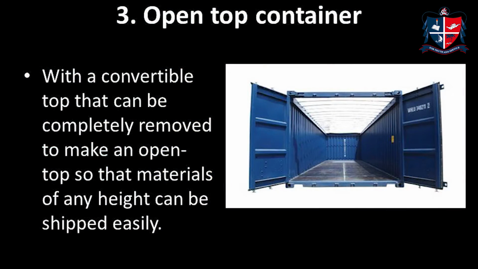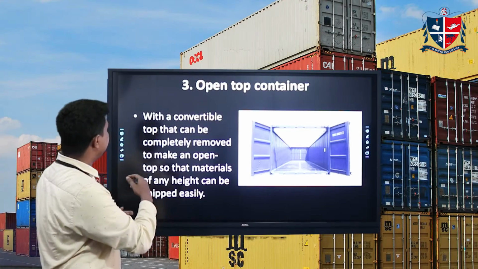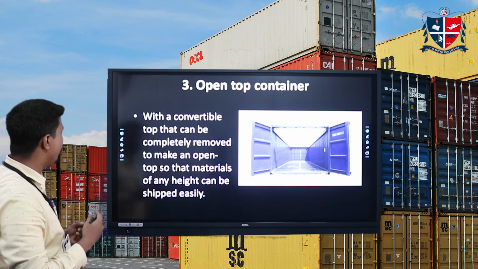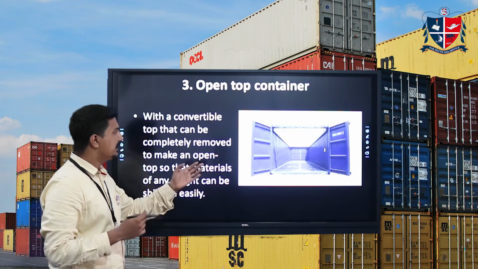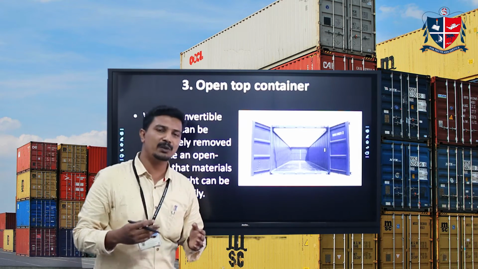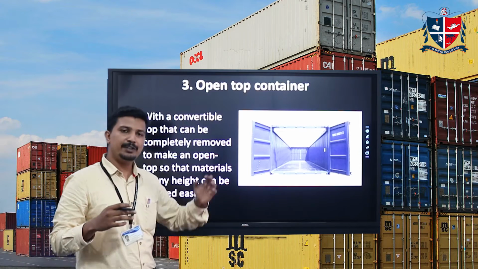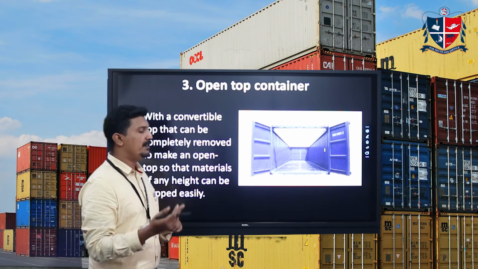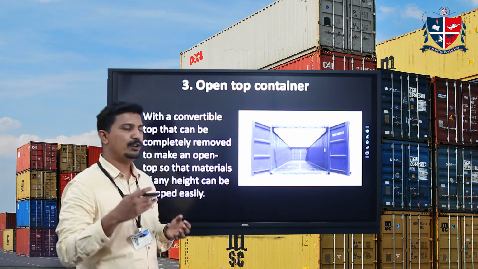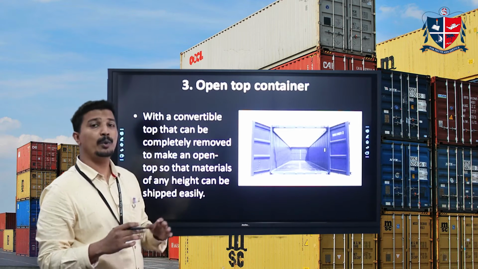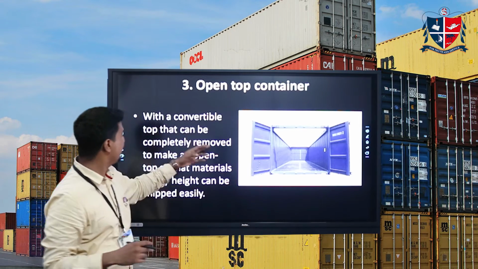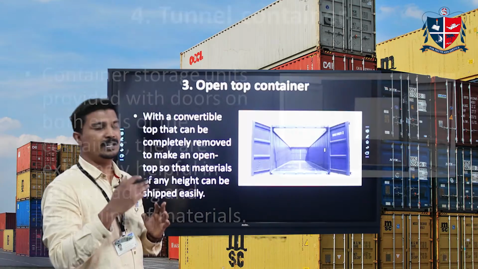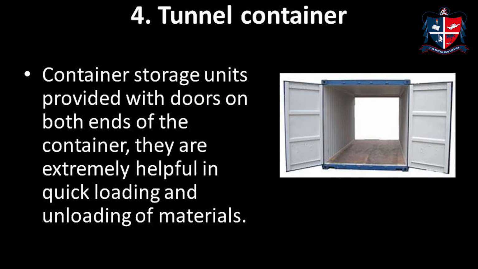Then next type of container is the open top container, with a convertible top that can be completely removed to make an open top so that material of any height can be shipped easily. These open top containers are mostly used to ship cargoes which have heights. Like earlier we told, in standard size container the height is limited to 8.6. So if you have a cargo to ship which has a height of 10 or 12 feet, we have to use open top containers. This open top is a convertible top only, so it can be removed and we can load the cargoes with heights.